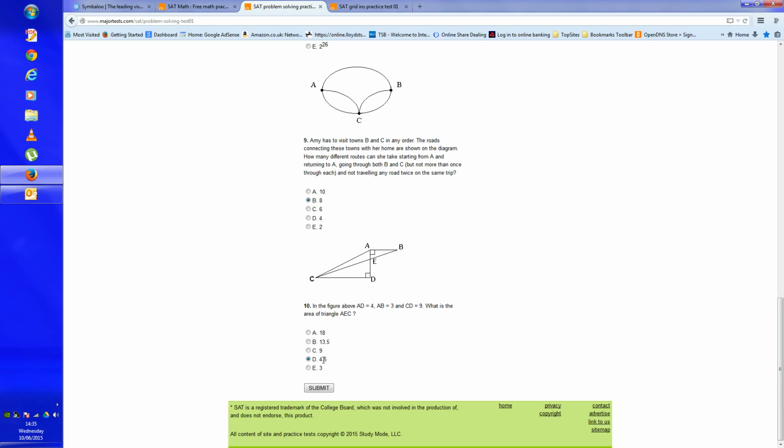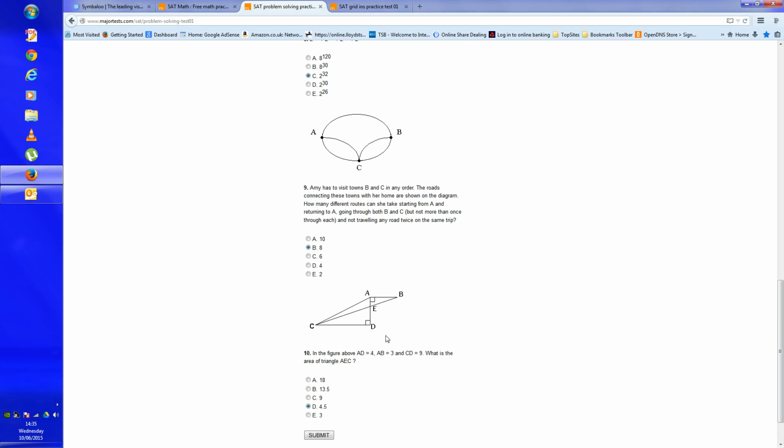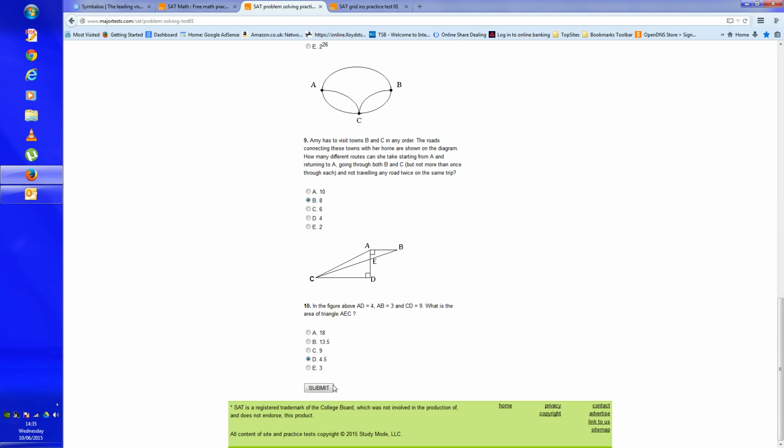9 out of 10, I believe most people would guess something like this. But if you're going to work it out, you have to extend the original triangle to work this particular question out. It does take quite a bit of effort that it actually seems to show here on this practice test. So let's just submit this.